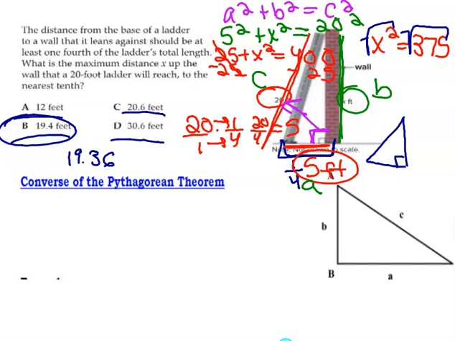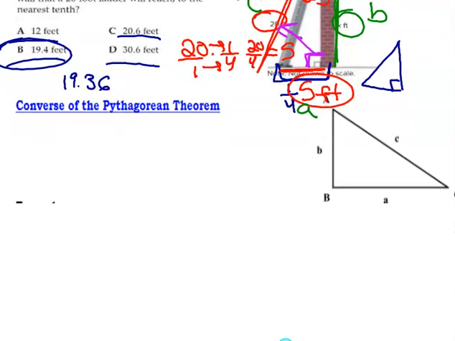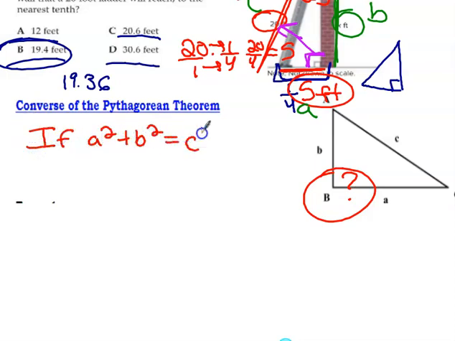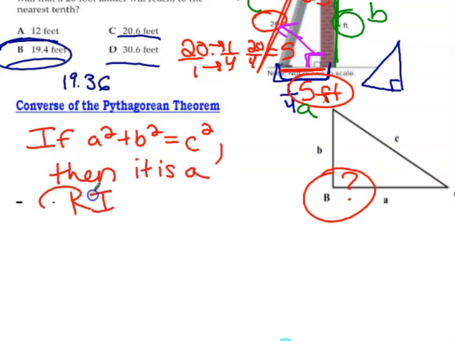All right, now let's remind ourselves about the converse. In this situation, that's the opposite. Instead of knowing it's a right triangle, we don't know if it's a right triangle or not, so we have to prove it. If a squared plus b squared equals c squared, then it is a right triangle. Excellent. So we have to prove it and make sure that it works.